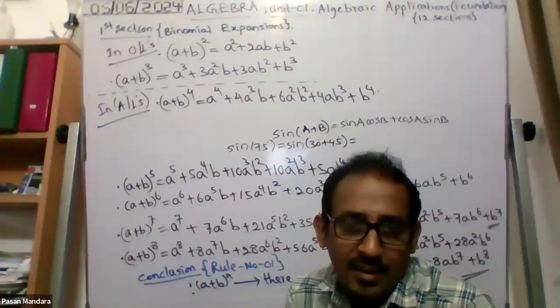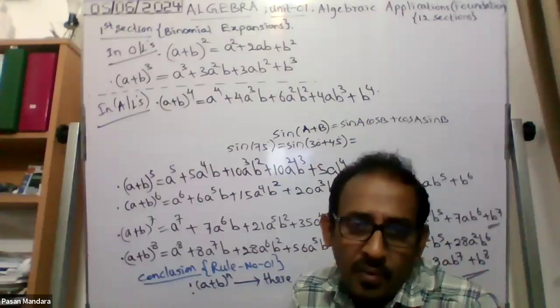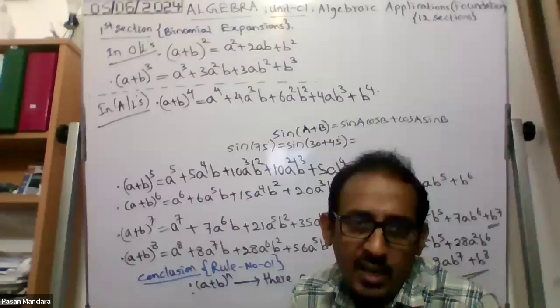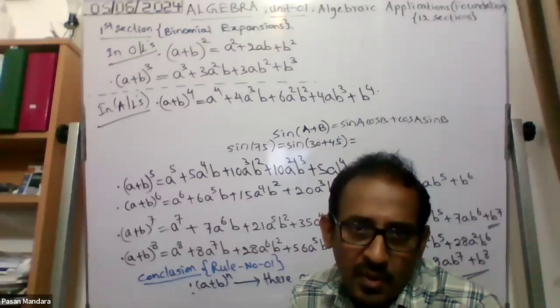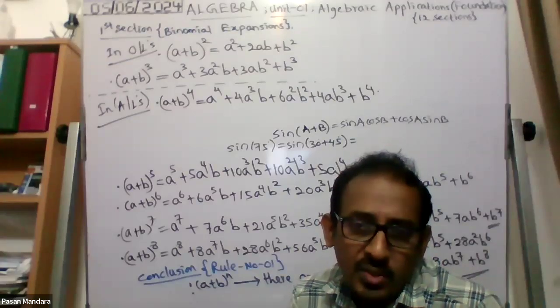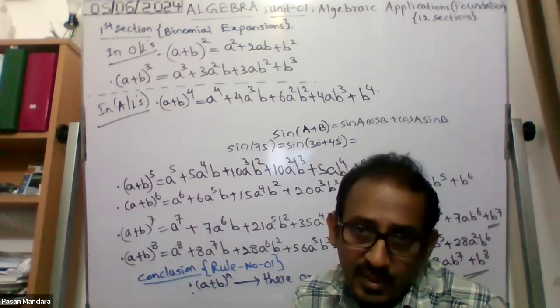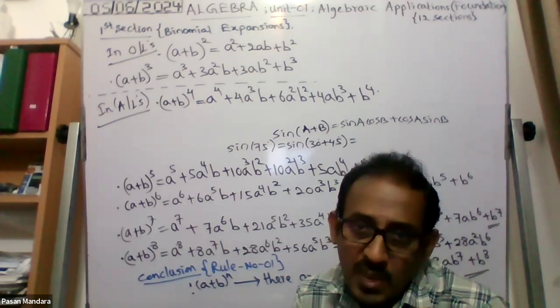I can. (a plus b) to the power 50. The number of terms will be 51. The first term starts with a^50. What will the second term be, students? a^49 b^1. Third term, a^48 b squared. Fourth term, a^47 b^3. Then a^46 b^4.